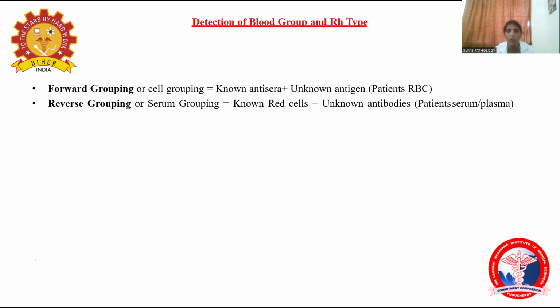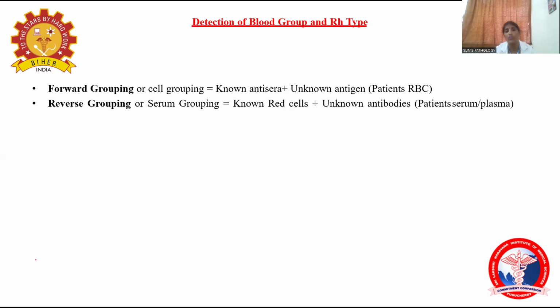It's also called cell grouping because when you prick the finger and take the blood, it is richer in red cells. Obviously, it also contains plasma, but more red cells are there. So what you've been given are the anti-sera bottles. You remember the yellow, white, and blue colored bottles, which are the known anti-sera: anti-A, anti-B, anti-D. So known anti-sera with the unknown antigen is considered forward or cell grouping.